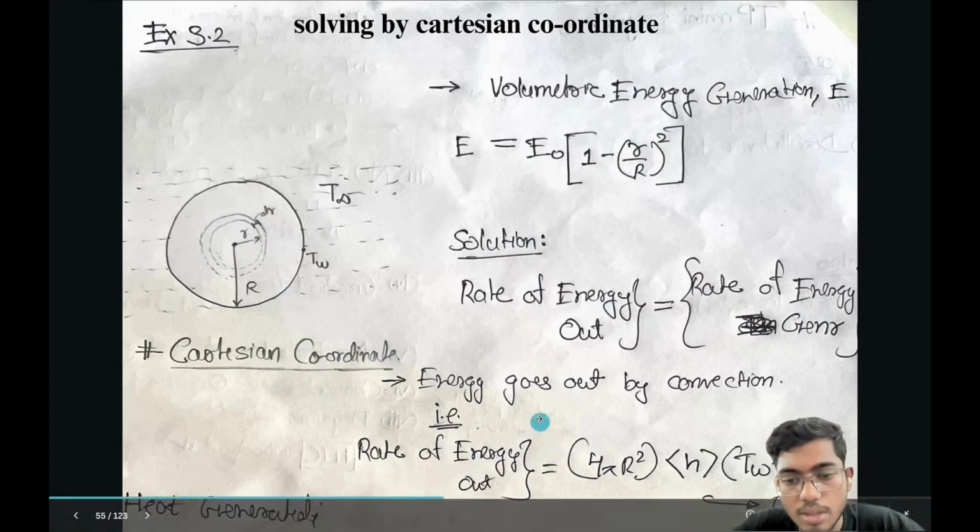So rate of energy out is equal to the volume of that differential shell, 4πr². This is the rate of energy out by convection. Therefore, it is the area of the outer surface, that is 4πR², into h, that is the average heat transfer coefficient, into ΔT characteristics, that is Tw minus T infinity. That is the first equation. Now we will calculate the heat generated.